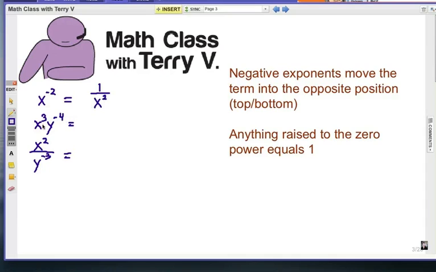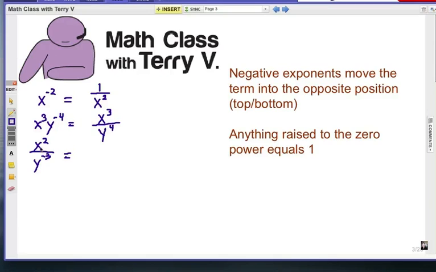Now let's say we have x to the third, y to the negative fourth. Well, x to the third is still going to be x to the third, no change there. But the y to the negative 4 power drops down into the denominator of a fraction. So it becomes y to the fourth in the denominator, x to the third over y to the fourth. Okay, that's kind of a combination of things happening there.